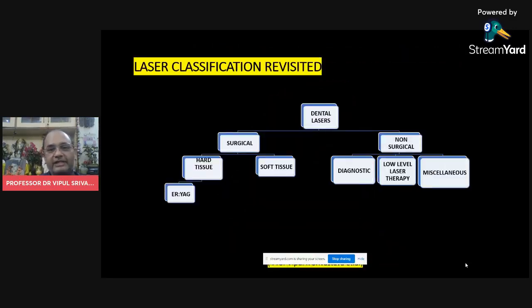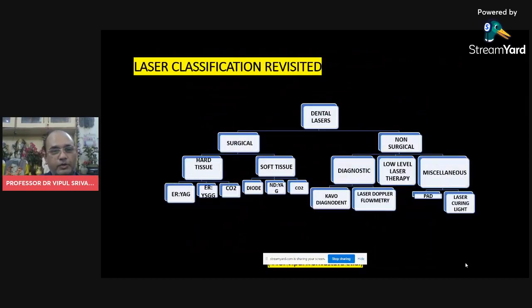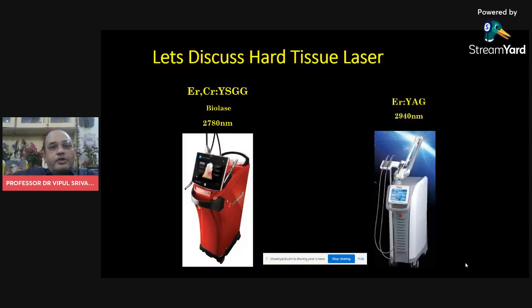Classification we have discussed last time. Just for revision, we have hard tissue lasers, soft tissue lasers, and then non-surgical lasers. The erbium family and CO2 are mainly the hard tissue lasers. So what wavelength do they have? Let's discuss hard tissue lasers first. Traditionally they are the erbium family. Only BioLase is the company making erbium chromium YSGG, whose specific wavelength is 2780 nanometer, whereas all the rest of the commercially available hard tissue lasers are erbium YAG lasers.